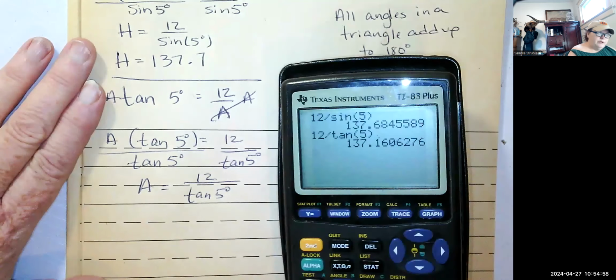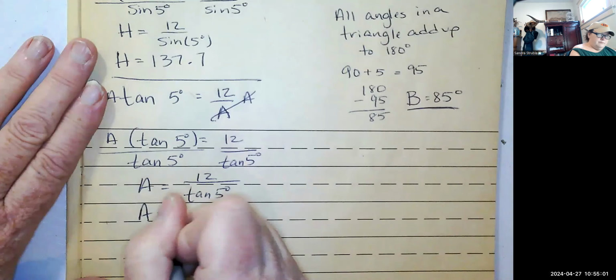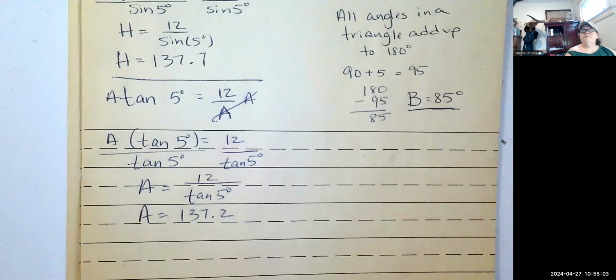And I got 137.2. The Pythagorean theorem might have worked, but it's not going to all the time because you're rounding. Do not use numbers you get to calculate the other side. Only use what you're given.